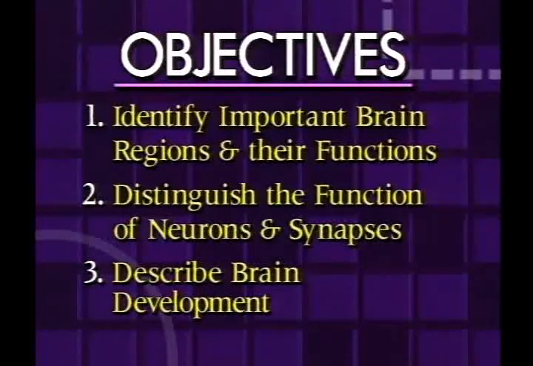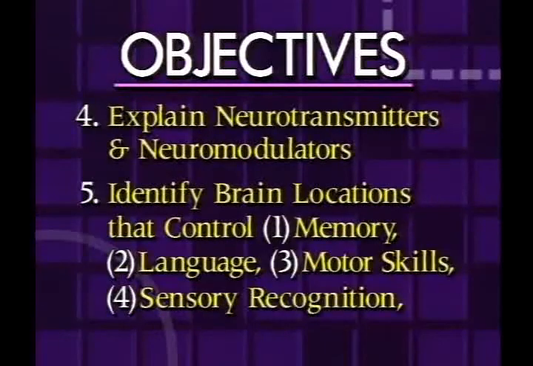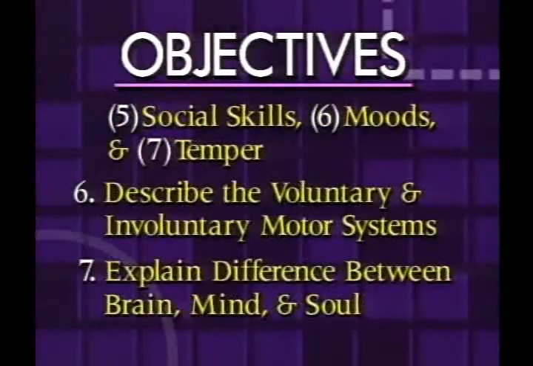Number two, distinguish the function of neurons and synapses. Number three, describe brain development. Number four, explain neurotransmitters and neuromodulators. Number five, identify brain locations that control memory, language, motor skills, sensory recognition, social skills, moods, and temper. Number six, understand the differences between the voluntary and the involuntary motor systems. And seven, explain differences between the brain, mind, and soul.